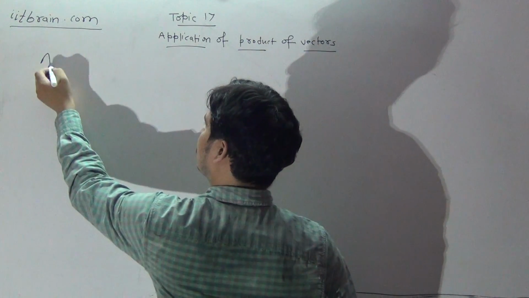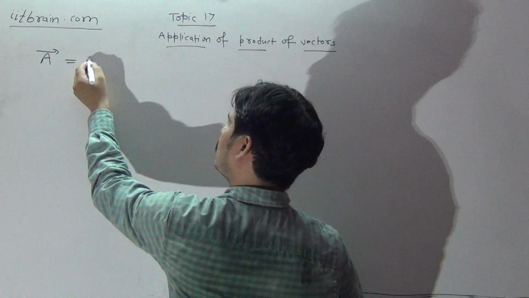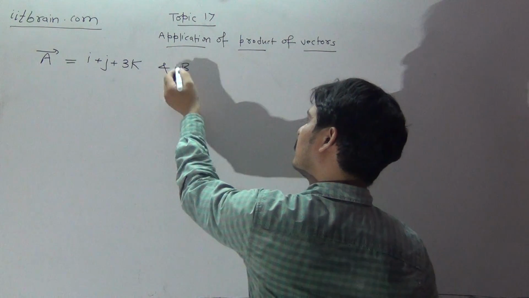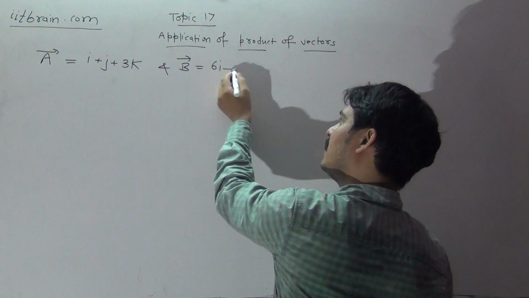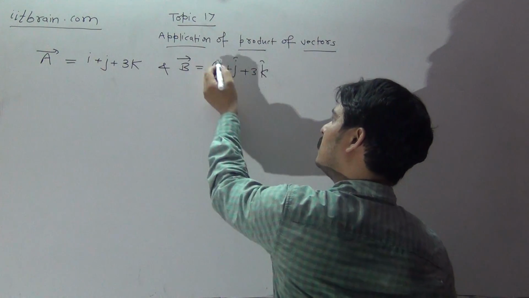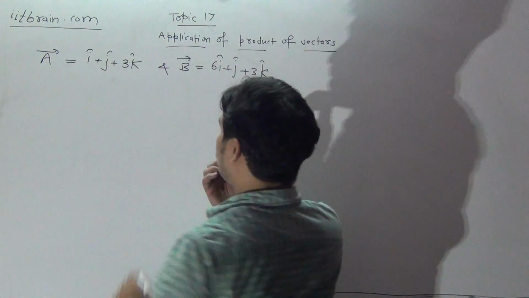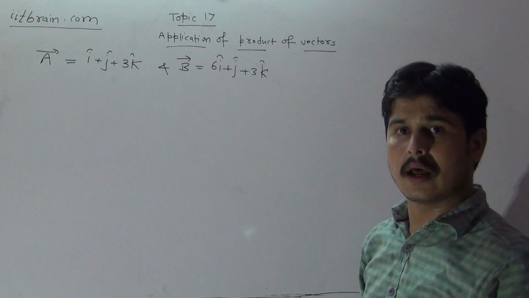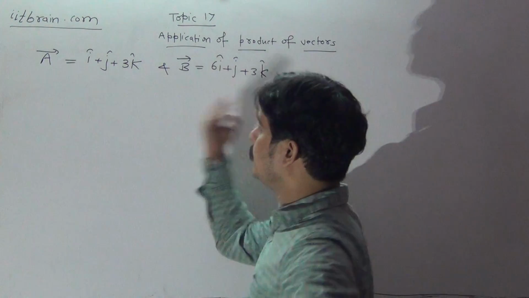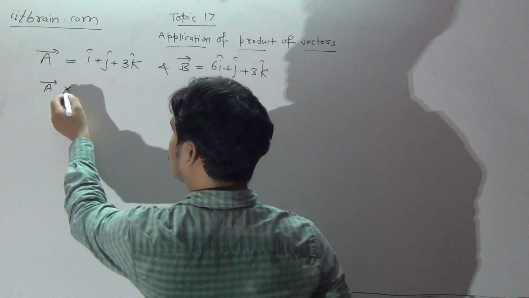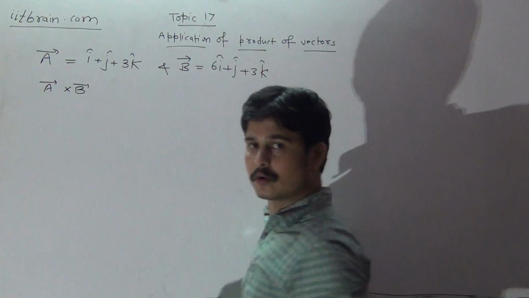Let two vectors A and B be: A is i plus j plus 3k and B vector is 6i plus j plus 3k. Suppose these are two vectors. Then how do we have to make the cross product between these two vectors? The method to make a cross product between vectors. पहले आप इसे समझें कि कैसे हम क्रॉस करें.